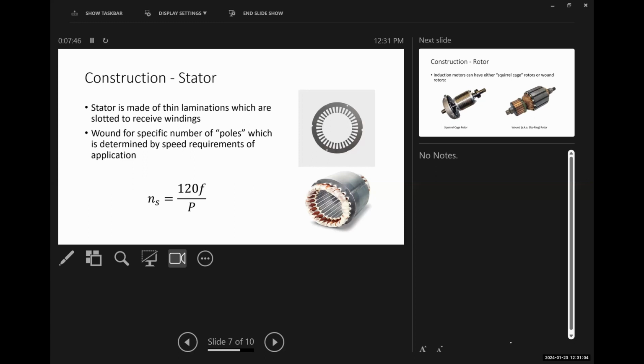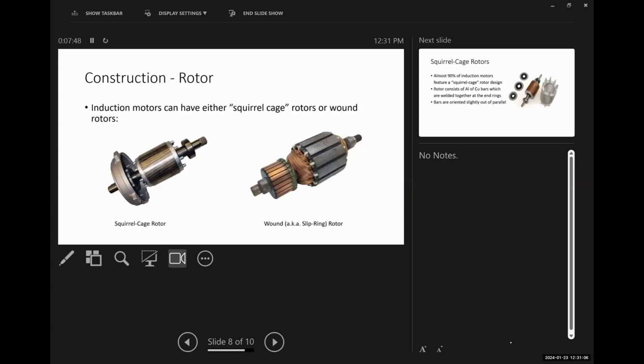Then we get over here to our rotor, and we have two different types of rotors that we can see. Squirrel cage rotors on the left and wound or slip ring rotors on the right. The overwhelming majority of induction motors utilize a squirrel cage rotor because they're very, very easy to manufacture. So roughly 90% of induction motors are squirrel cage motors.